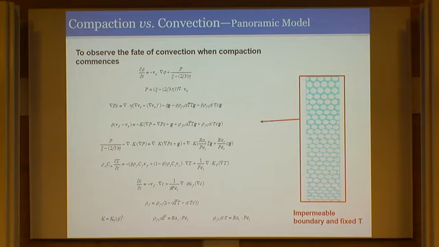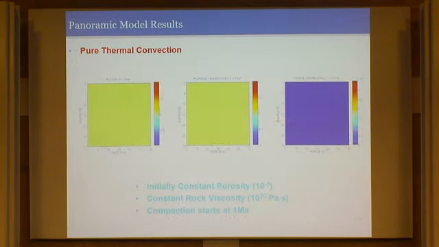This is a similar formulation to CATS, but the only difference is we add the salinity effect and the thermal buoyancy effect. And also, because it's a panoramic model, the lowermost boundary is impermeable, and we fix the temperature here. Then we simulate this process for different cases.